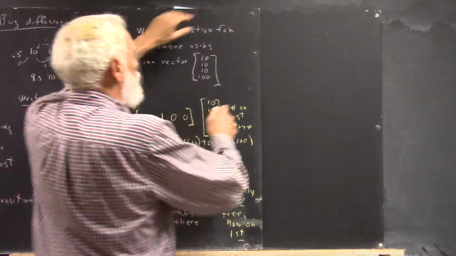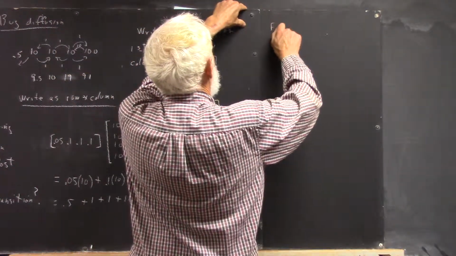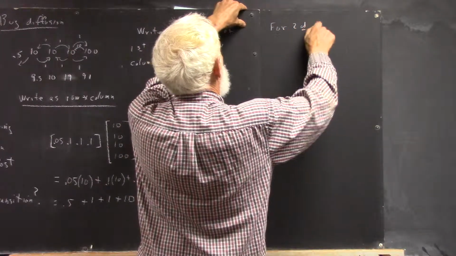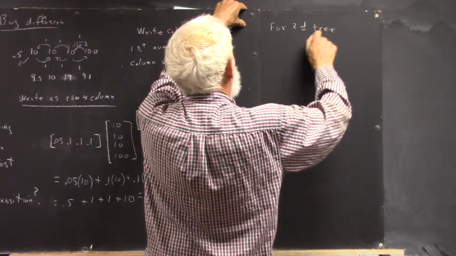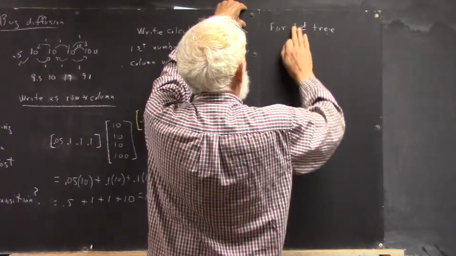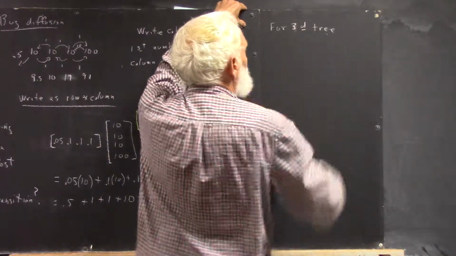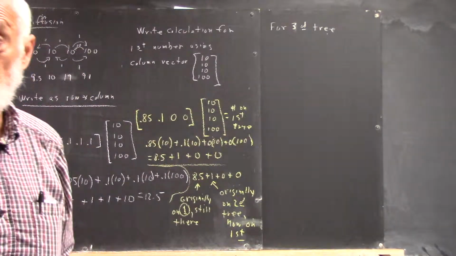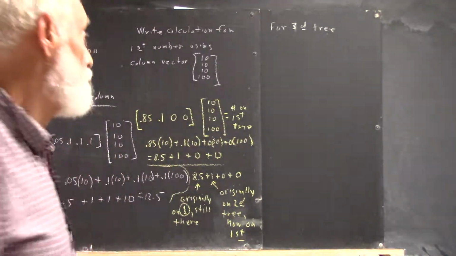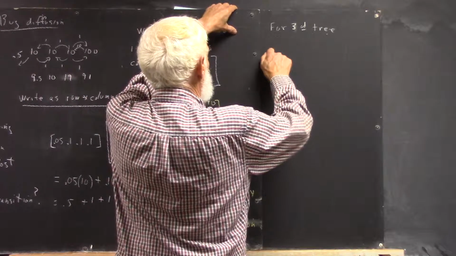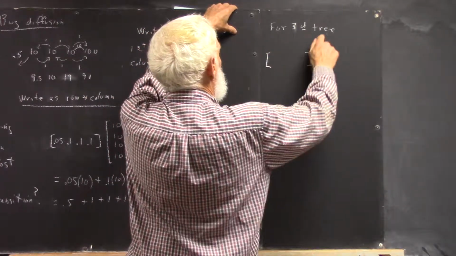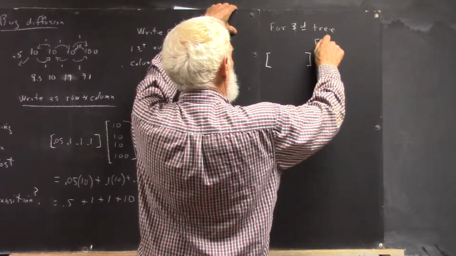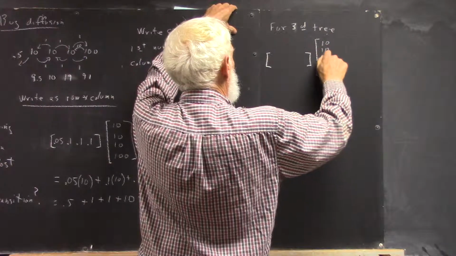How much is remaining? And actually, let's skip that. Let's go to the third tree. Because the second tree is a little less informative than the third, okay? So we're going to have a matrix, or a row, again multiplied by 10, 10, 10, 100.